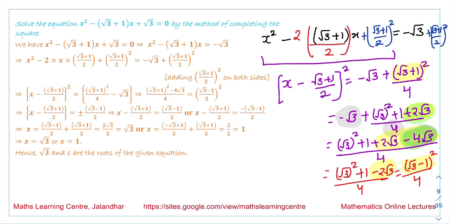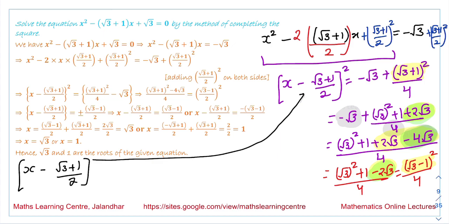Then we have subtracted minus 4 root 3, and this term will become minus 2 root 3, and this is the formula of (root 3 minus 1) whole square. So the value of x minus (root 3 plus 1)/2, this term we are talking about, is equal to, we have to take the square root of this term. It is (root 3 minus 1) square by 4. So we are saying it is plus minus.